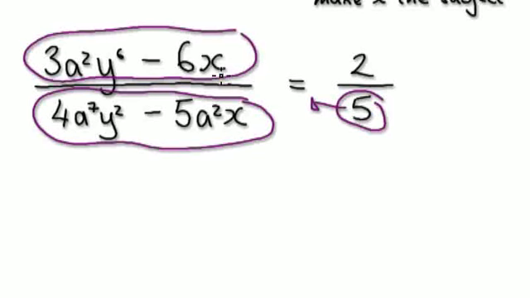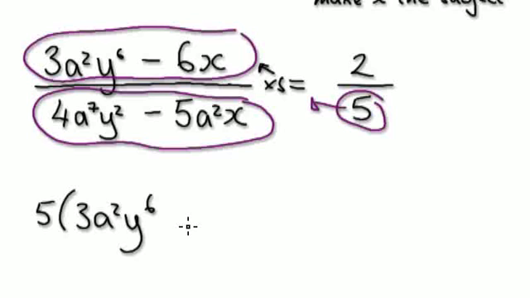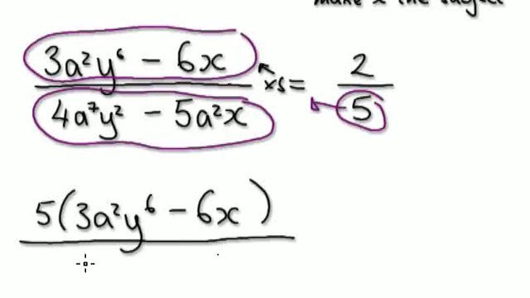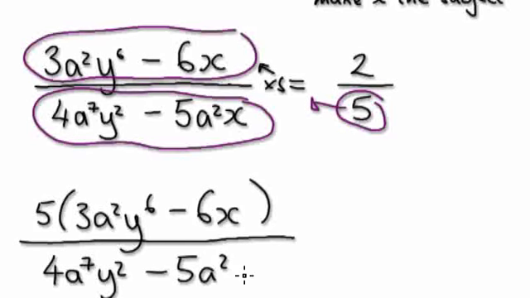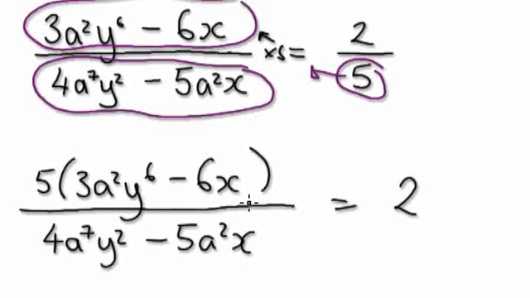So at the moment, when you times both sides by 5, you're going to have this 5 bracket. Well, it's just going to get multiplied to the top. Okay, so I'm putting it in front. So 5, and you're going to have this to the power of 6 minus 6x, close it over this long thing, 4a to the power of 7y squared minus 5a squared x equals 2. Okay, but basically the 5 just gets multiplied to the top.